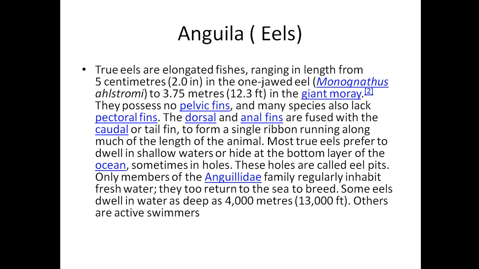Most of the eels are found in shallow waters. You hardly find them in open water, but most of the time they hide themselves in cracks, crevices, or on the bottom layer of the ocean also. Sometimes in holes. These holes are called eel pits. The native people know how to identify the eel pits. They open the eel pit and catch the fish.